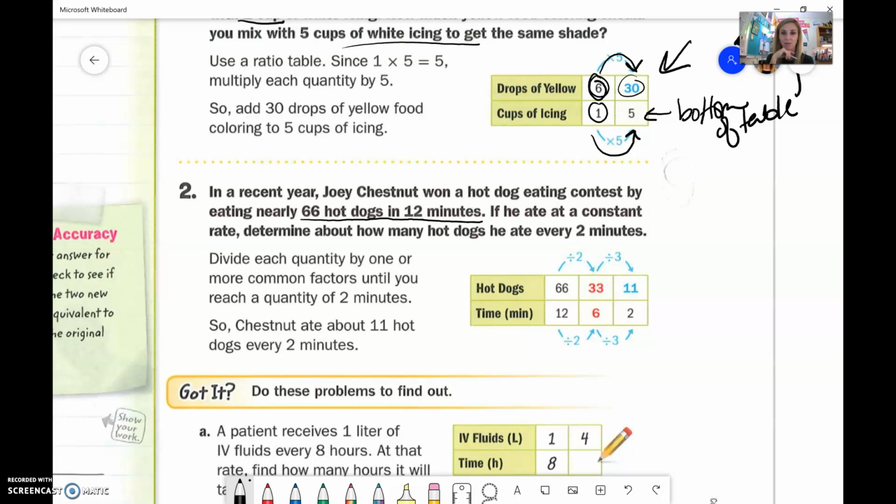Just process that for a minute. 66 hot dogs in 12 minutes. 12 minutes, guys. I don't even eat 66 hot dogs in a year. Okay, my dad, on the other hand, goes to like baseball games and he can scarf down like 3 and then he's full. This dude ate 66 hot dogs in 12 minutes.